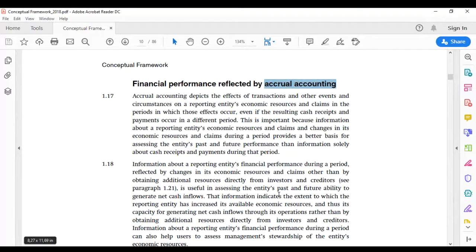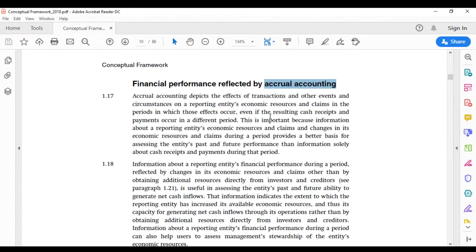Okay, so let's talk about accrual accounting, the financial performance reflected by accrual accounting. Before we look at what accrual accounting means, we've got to discuss the fact that we are talking about 4 kinds of financial statements at this point in time. We're talking about our statement of comprehensive income or statement of profit and loss. We're talking about our statement of changes in equity. We're talking about our statement of financial position, as well as the notes. The exception to the rule, the one that does not use accrual accounting, is our statement of cash flows.